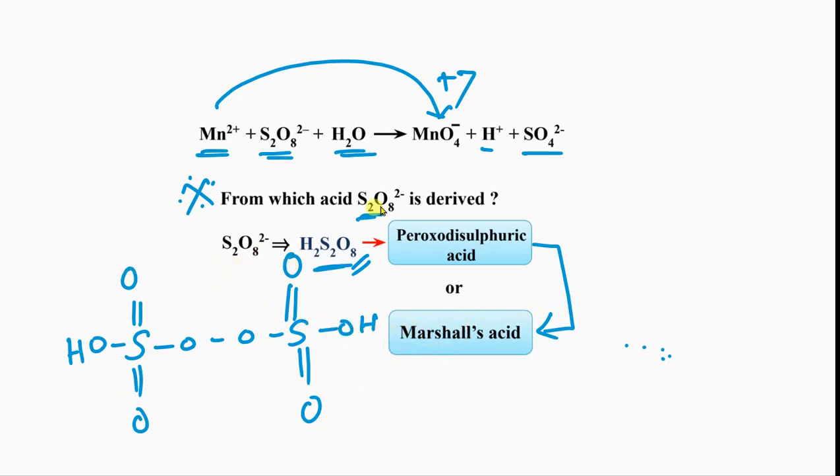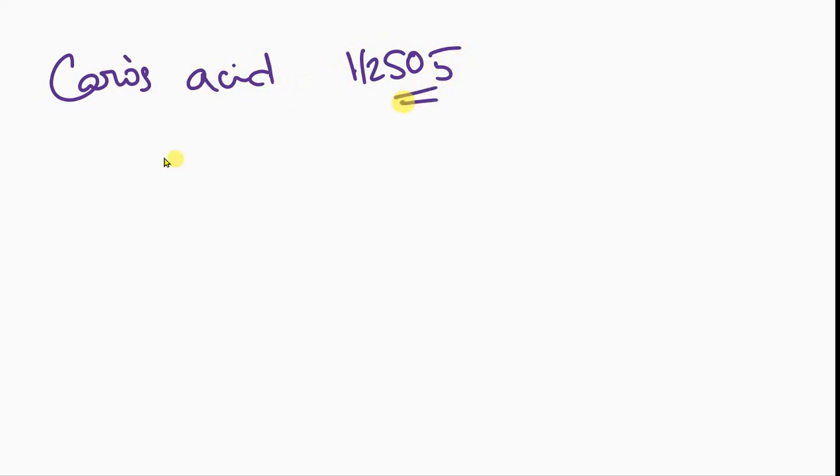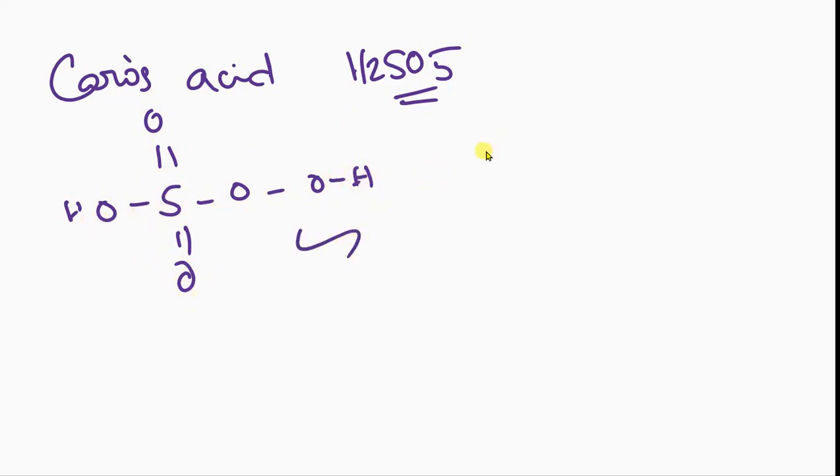So this is H2S2O8. And another acid will be asked often, that is called Caro's acid. That is nothing but H2SO5. The structure will be S with OOH, and here OH, double bond O, double bond O. So this is called Caro's acid, H2SO5. So Marshall's acid and Caro's acid, that should be in your mind.